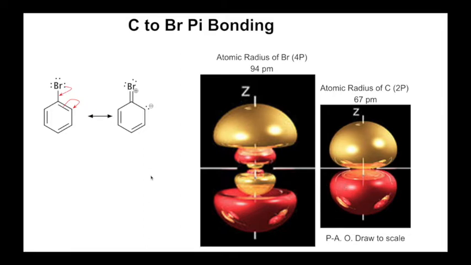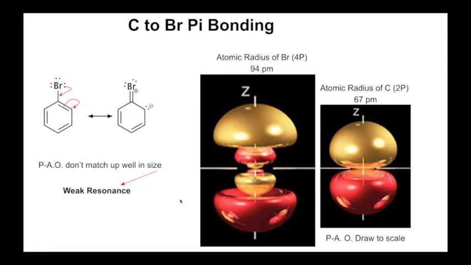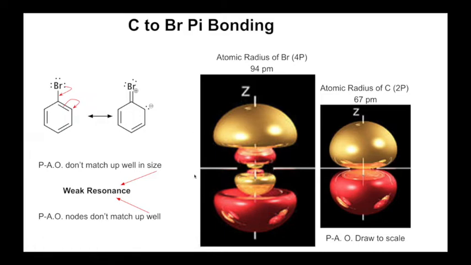So you can see it's not going to be the strongest pi bonding because the p atomic orbitals don't match up in size. This is bigger and that's smaller, and that leads to weak resonance. Also, the p atomic orbital nodes don't match up well. So the pi bonding does occur between bromine and carbon. It is important, but it's not as strong as other pi bonding.